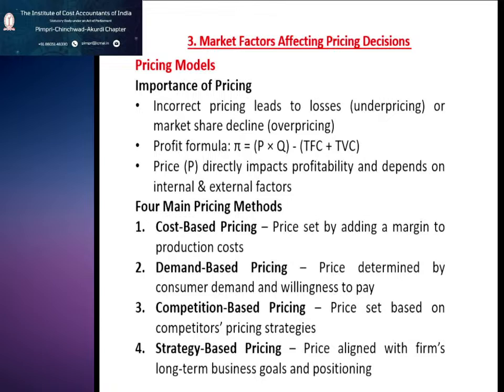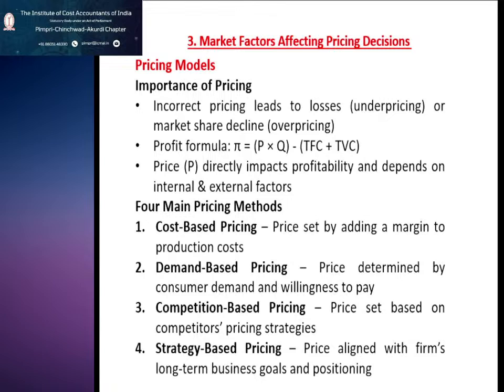The profit formula is pi equals P times Q minus total fixed cost plus total variable cost, where P is the price, which directly impacts profitability and depends upon internal and external factors. What are those internal and external factors? We'll see in the coming slides. However, there are four main pricing methods which are prevalent.